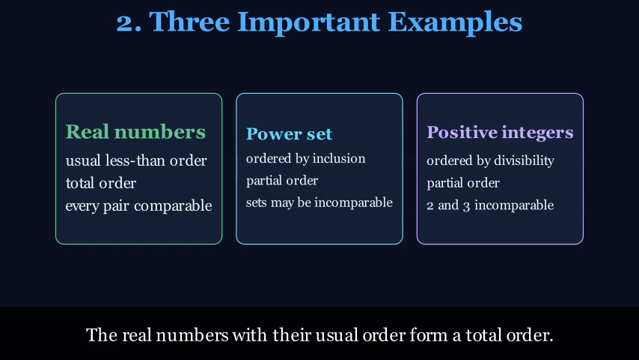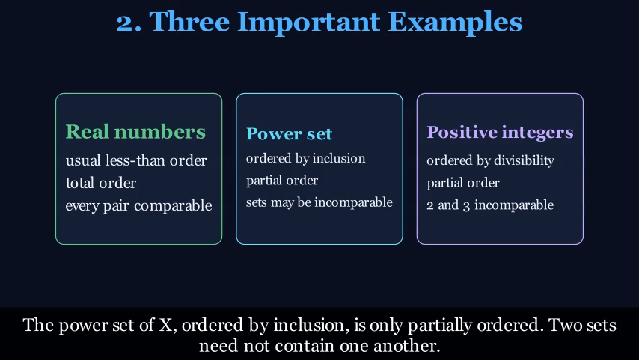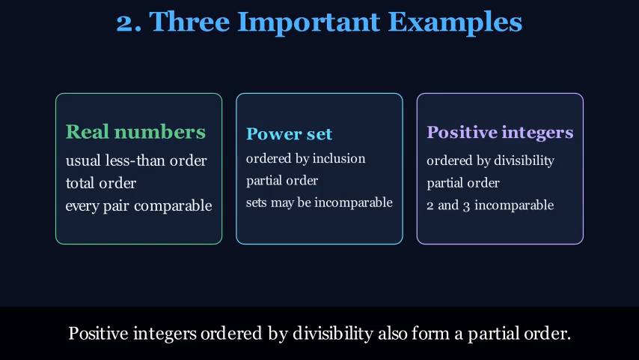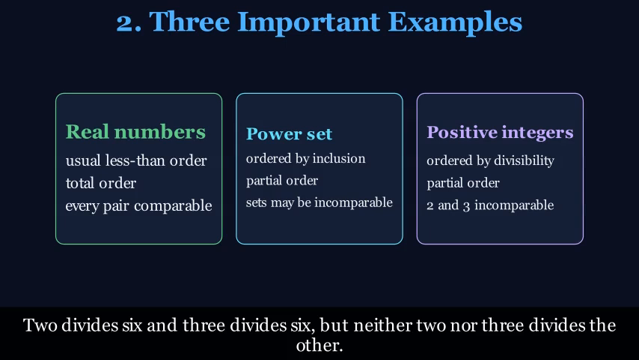The real numbers with their usual order form a total order. The power set of X, ordered by inclusion, is only partially ordered. Two sets need not contain one another. Positive integers ordered by divisibility also form a partial order. 2 divides 6 and 3 divides 6, but neither 2 nor 3 divides the other.